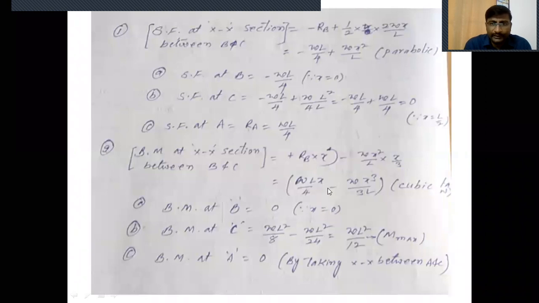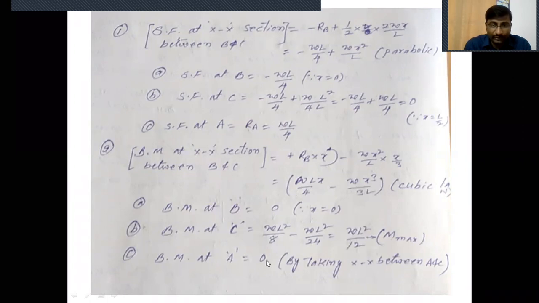Here also I have written that equation, the same equation, W L X by 4 minus W X cube by 3L. This is a cubic parabolic curve. Whenever we substitute x is equal to 0 in this equation, we get the bending moment at point B as 0. Whenever we substitute x is equal to L by 2, we get W L square by 12, which is the maximum bending moment.